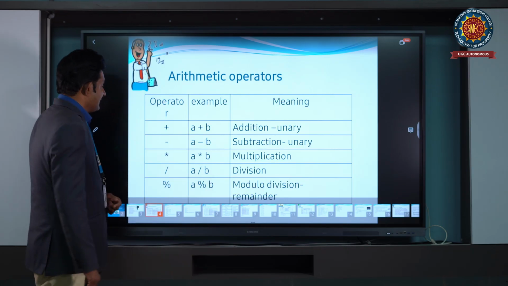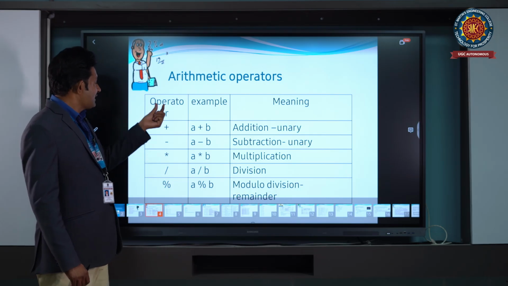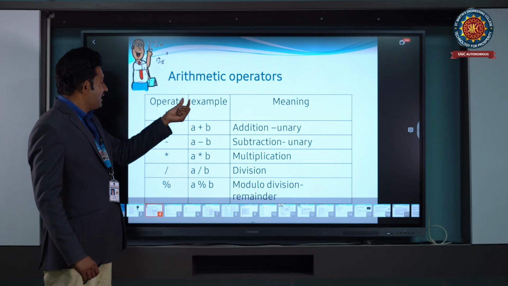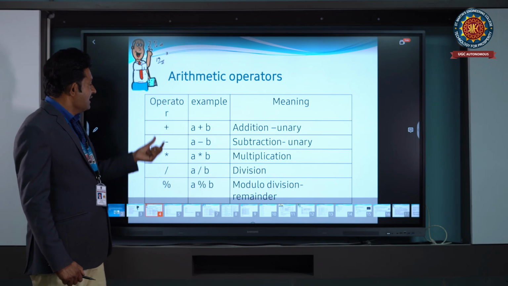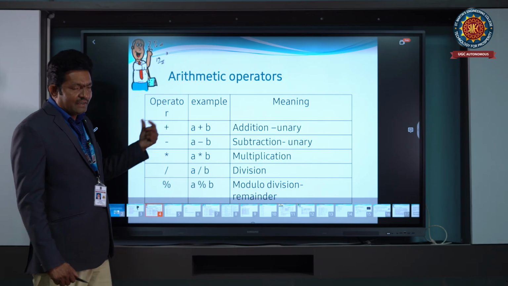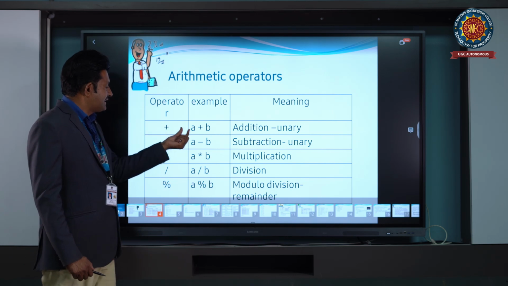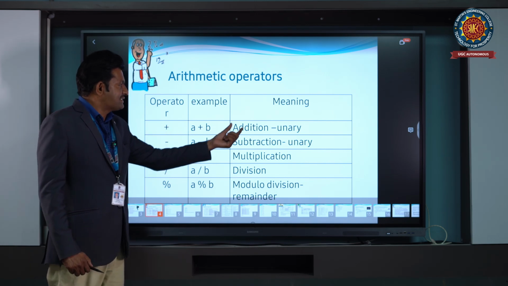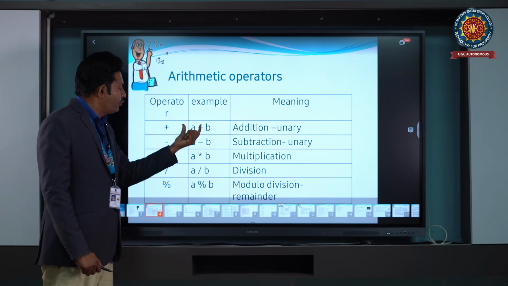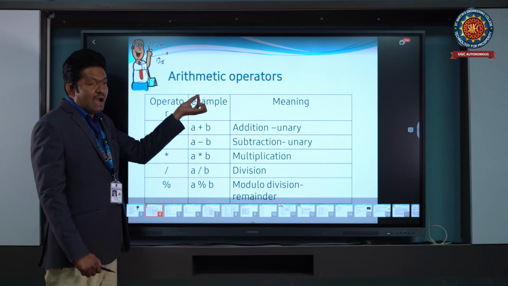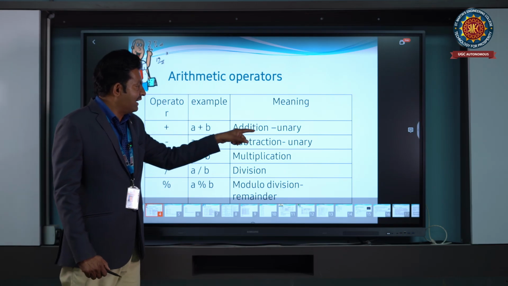The first one is arithmetic operators. In arithmetic operators, mainly we are using addition, subtraction, multiplication, division, and modulus division. An operator is a symbol or special symbol. Here plus is the symbol, that is A plus B, addition. A is an operand and B is an operand. In between two operands, we are using one operator, and that operator is called the addition operator.